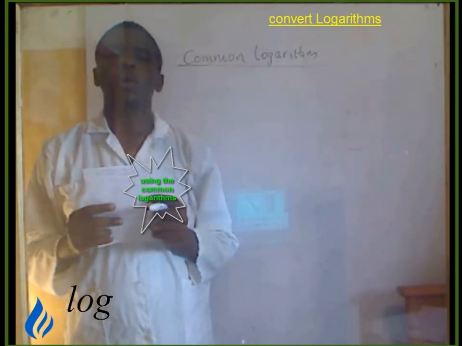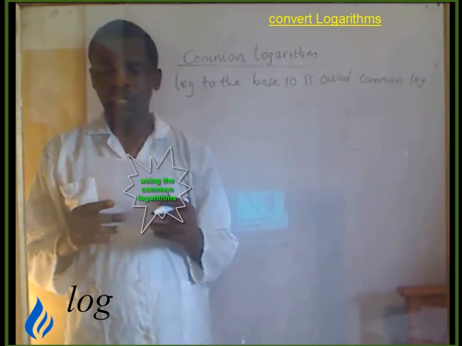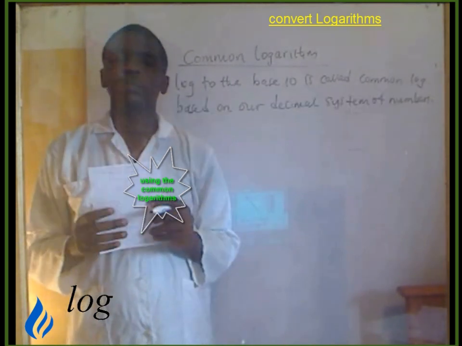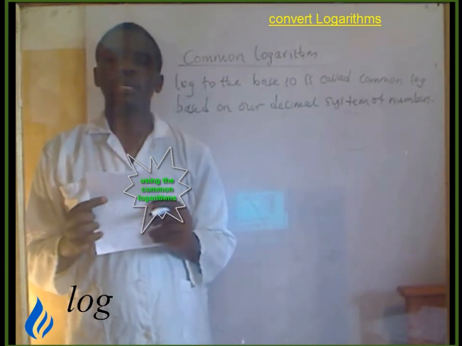Now look at common logarithm. Logarithm to the base 10 is called common logarithm, based on our decimal system of numbers.